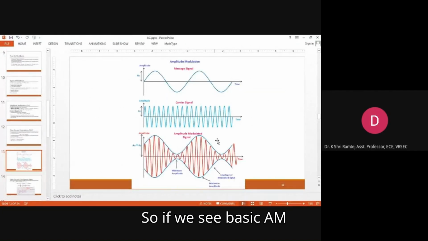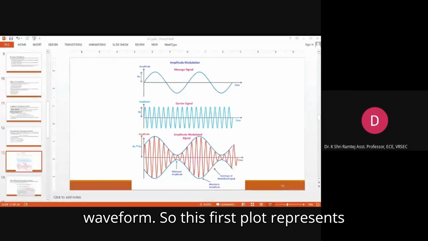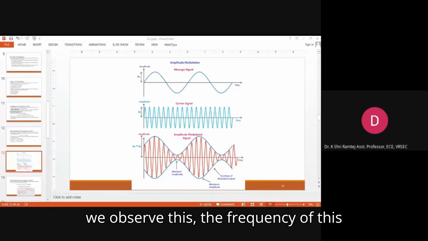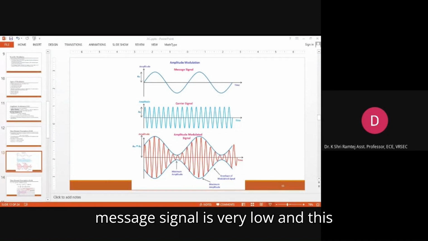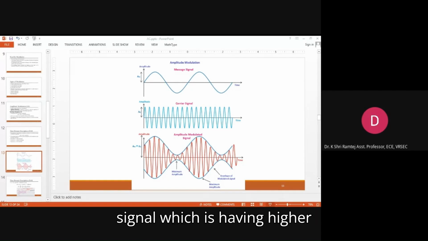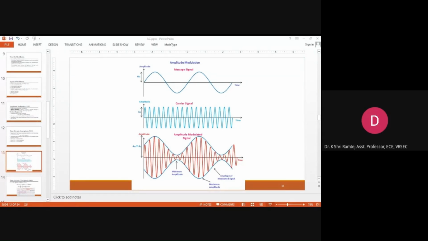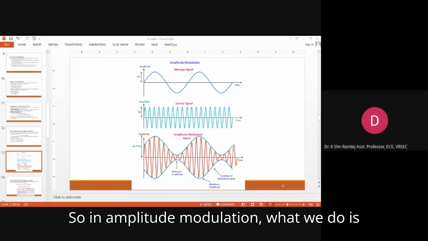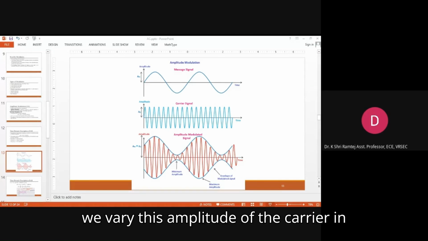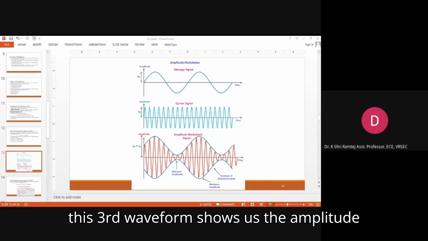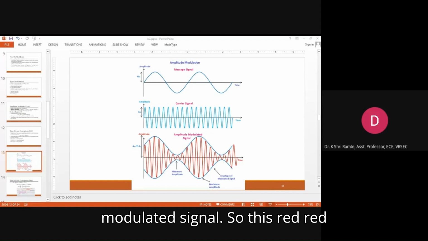So if we see the basic AM waveform, this first plot represents the low frequency message signal. If we observe this, the frequency of this message signal is very low. And this second waveform is the carrier signal, which has higher frequency when compared to the message signal. So in amplitude modulation, what we do is we vary the amplitude of the carrier in accordance with the message signal. So this third waveform shows us the amplitude modulated signal.